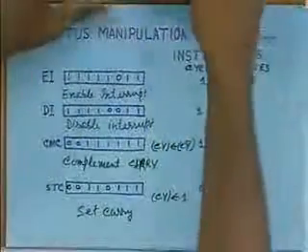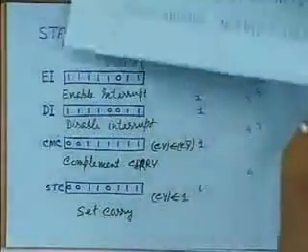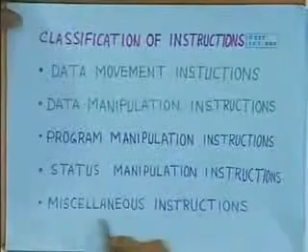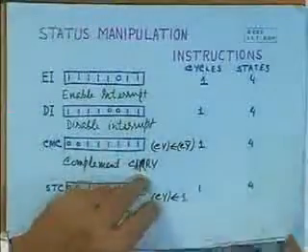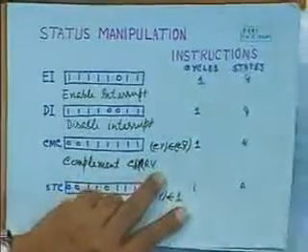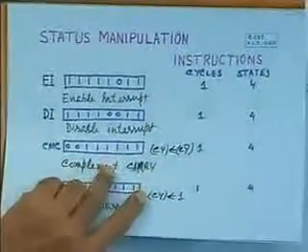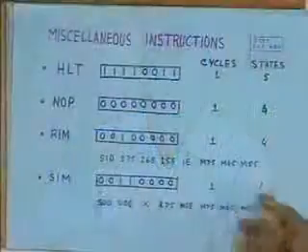Now let us consider another very important class of instructions, that is miscellaneous instructions. Whenever we are not able to categorize an instruction in any other group, say data manipulation or data transfer, then we categorize it as a miscellaneous instruction. Let us see what are the miscellaneous instructions present in 8085.